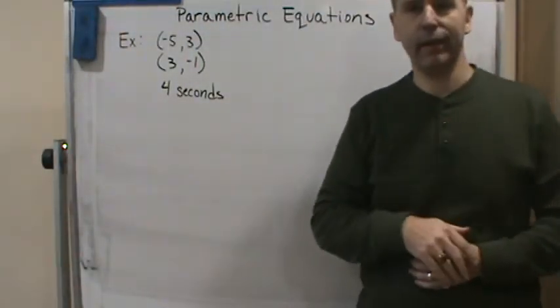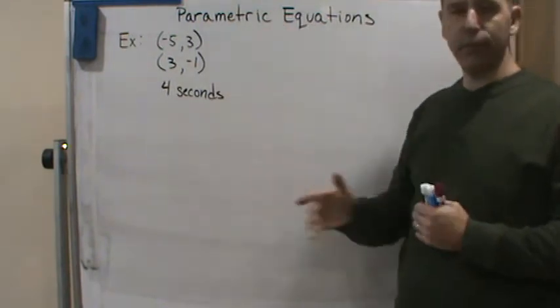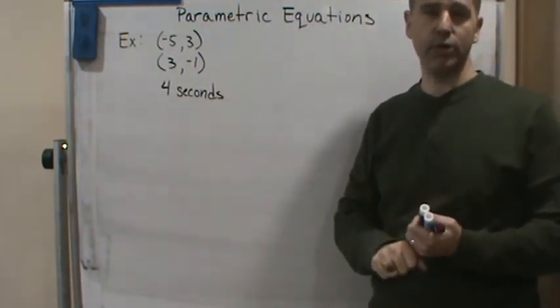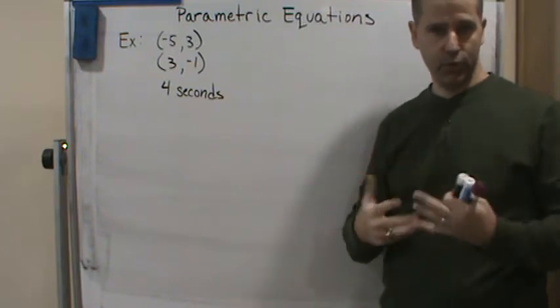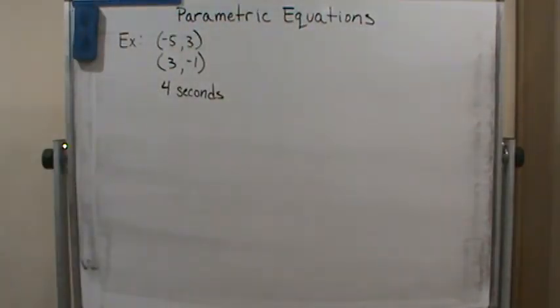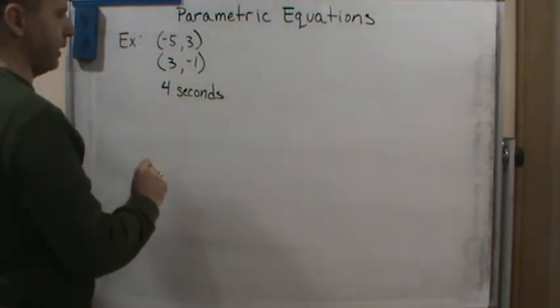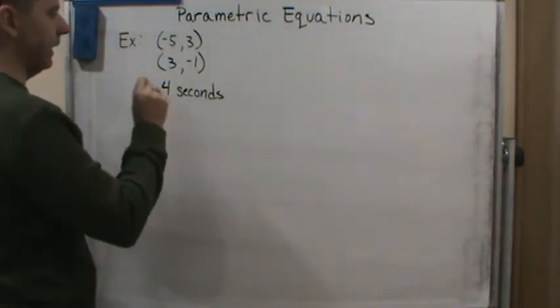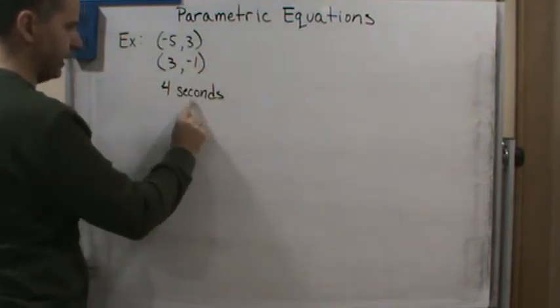Okay, so welcome back, and now we're going to do an example where we're given some information and we want to find parametric equations that represent the given situation. So let me read it to you and then we'll walk through it. It says, an object travels at a steady rate along a straight path from point (-5, 3) to (3, -1) in the same plane for 4 seconds. So it travels from this point to this point in a straight line, going at a constant speed, in 4 seconds.